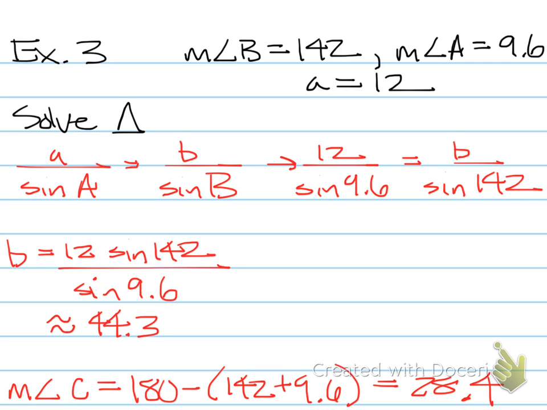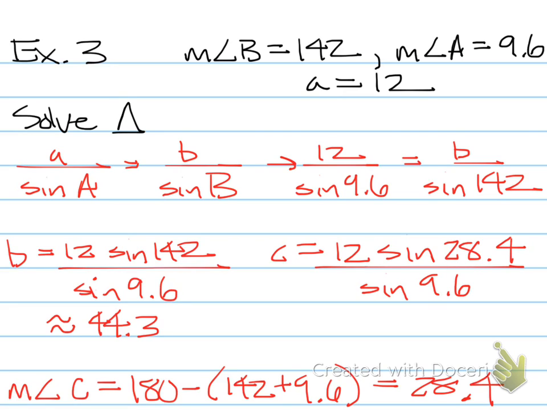And then lastly, to find the measure of side lowercase c, we're just going to use the 28.4 and the law of sines. So we would set it up similarly to when we were trying to find b. We would have 12 over sine of 9.6 equals c over sine of 28.4. Once we isolate the c, we would have 12 times sine of 28.4 divided by sine of 9.6, which would give us approximately 34.2.